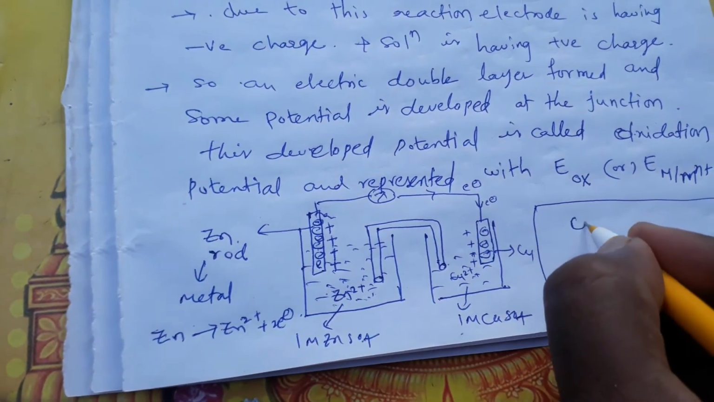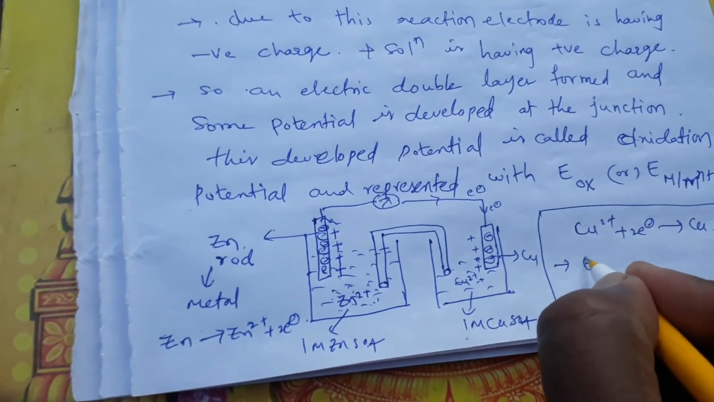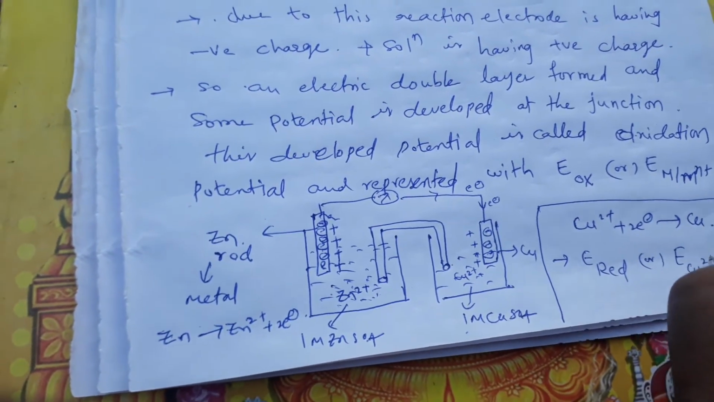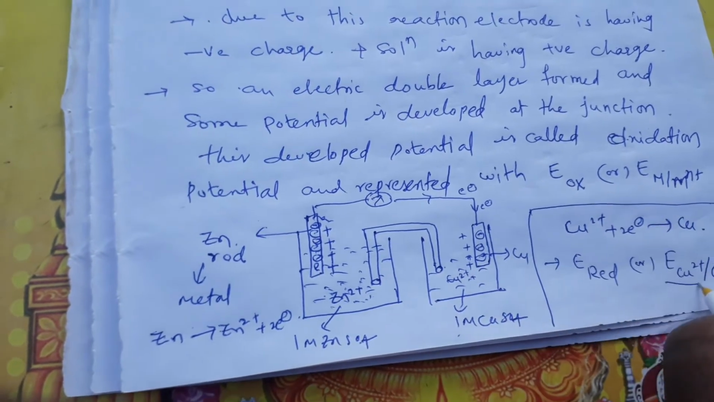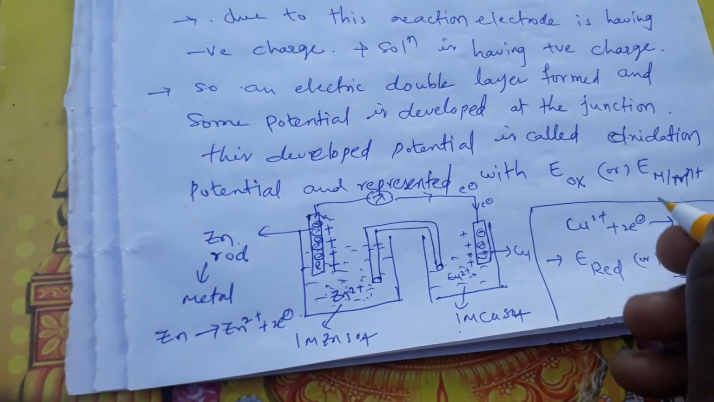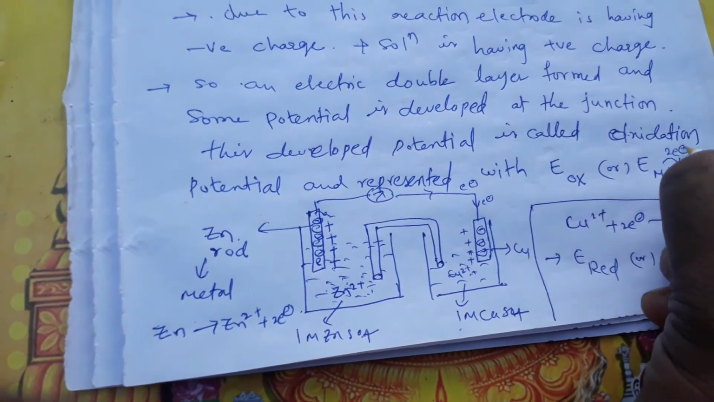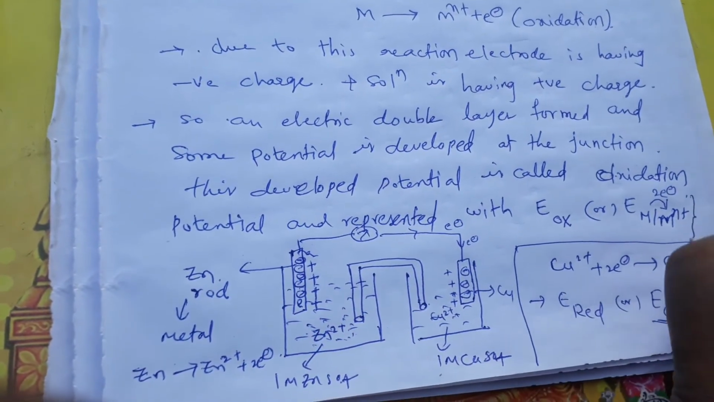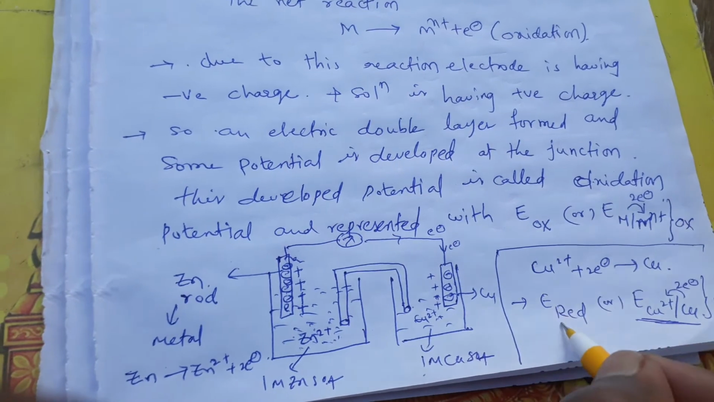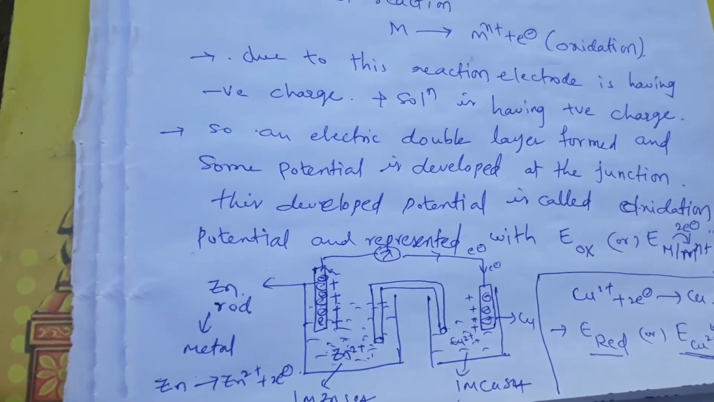Here the metal is going to be copper 2 plus plus 2 electrons going to copper. So we can say it is the E reduction potential, E of copper 2 plus to copper. If I write copper 2 plus to copper, that means I am adding 2 electrons here. If I write it the other way, I am losing 2 electrons here. This is the oxidation and this is the reduction. So I can represent it with the reduction. These are the electrode potentials.